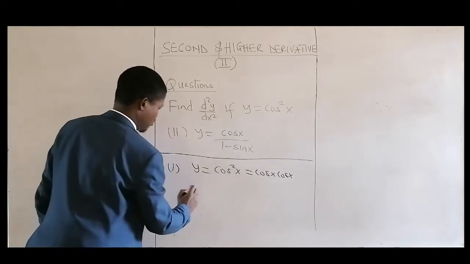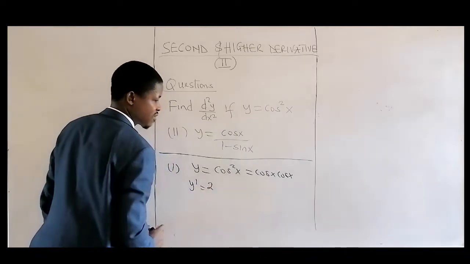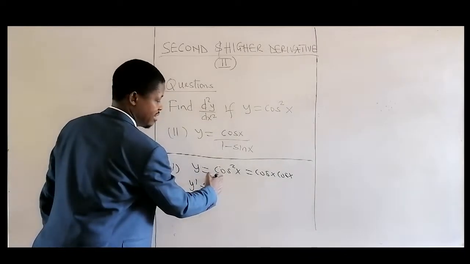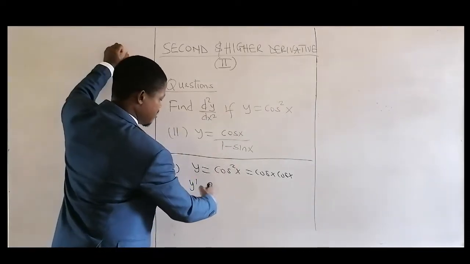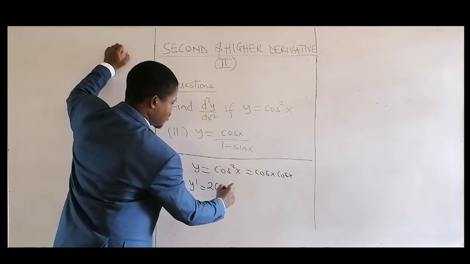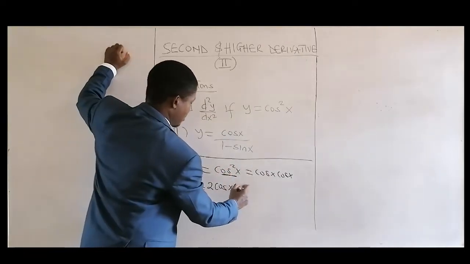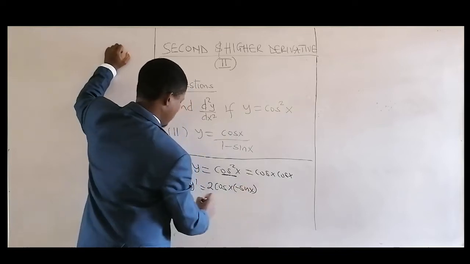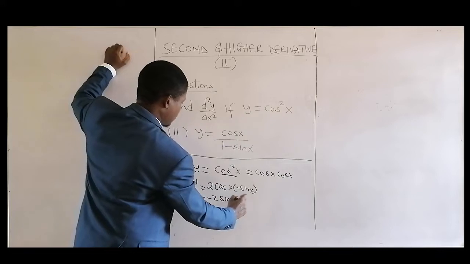So this one, y prime will be equal to the 2 here will come to the front. You differentiate the base, the 2 will come to the front. Then you have cos, 2 minus 1 to remain 1 power, so cos x, then times the derivative of this, which is minus sin x. And that will give you minus 2 sin x cos x.